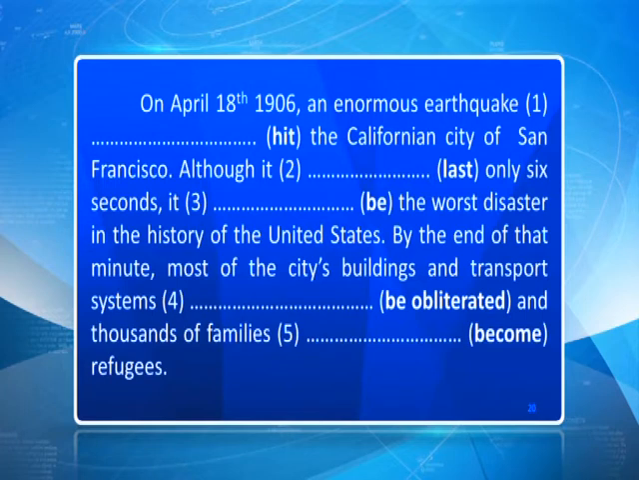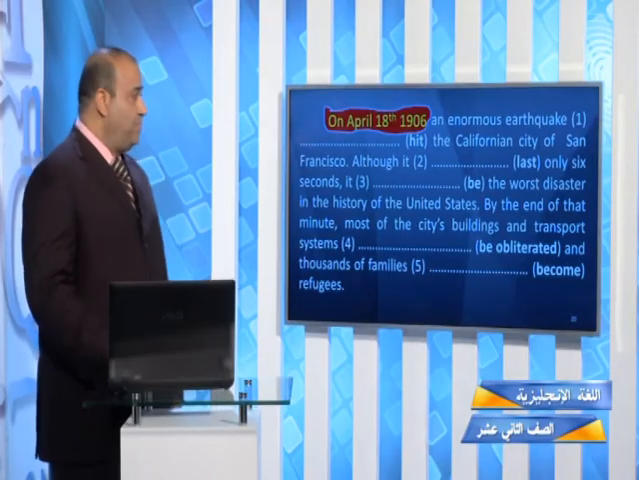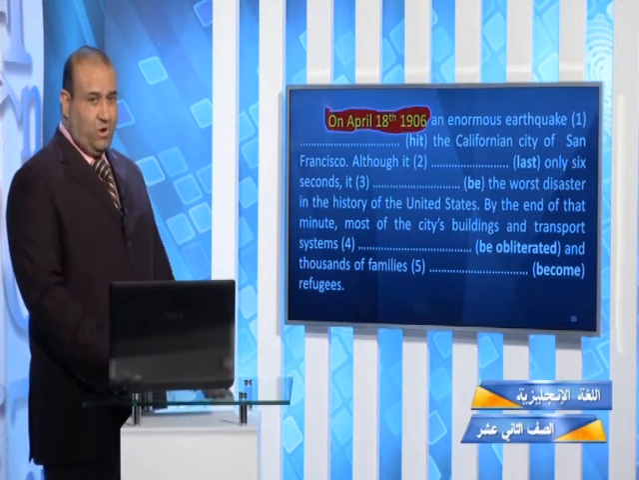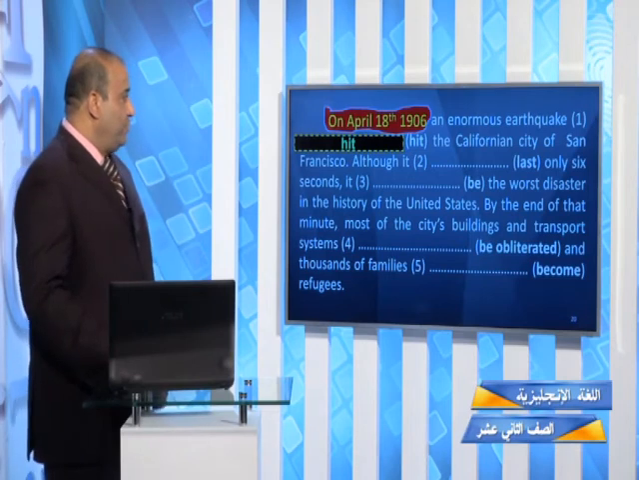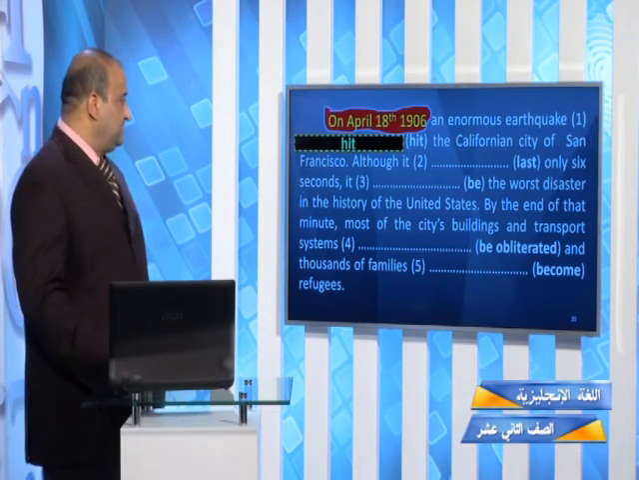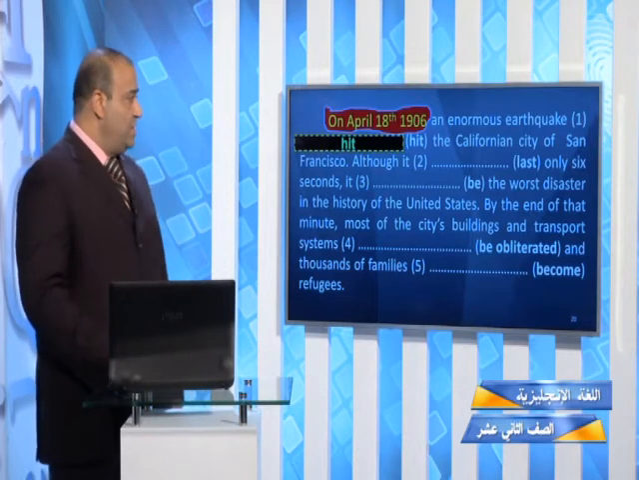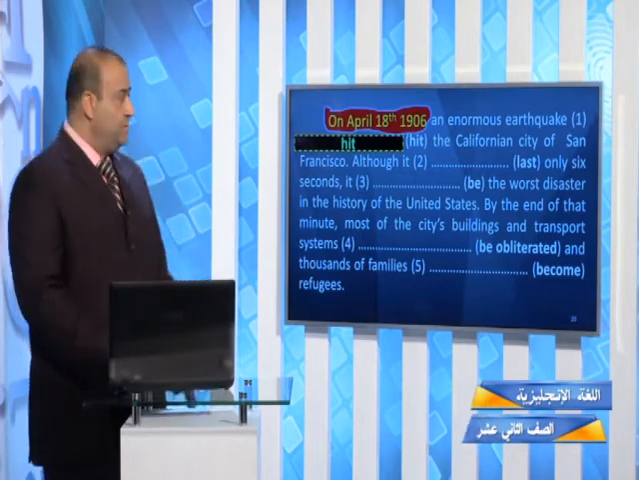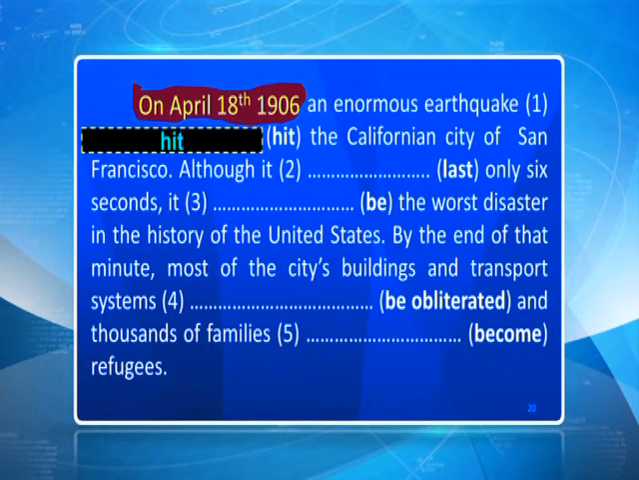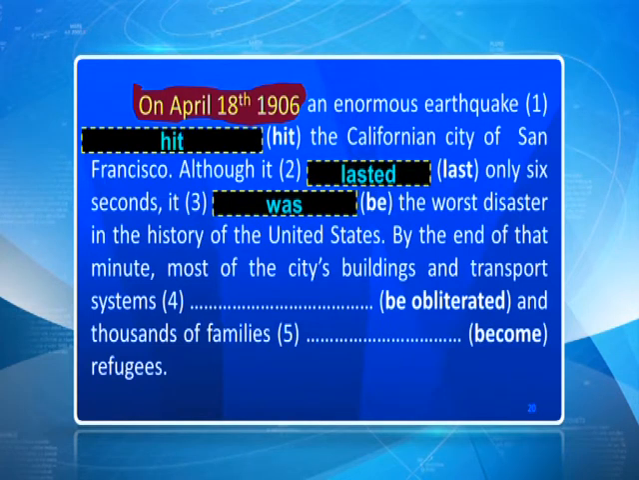If you focus on this sentence, you will find that these are the helping words: on April 18th, 1906, which is a very precise point in time. So your choice or your answer must be hit, simple past. Although it, verb last, only 6 seconds, it, another verb, be, the worst disaster in the history of the United States. As you can see here, we don't have a sequence of verbs, so we have to use the simple past, lasted and was.